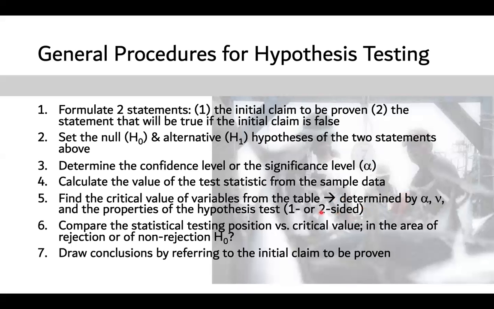And after we calculate our test statistic and also the critical value, we need to compare the test statistic position versus the critical value, and then determine whether it is in the area of rejection or in the area of non-rejection. And after that, we can draw a conclusion by referring to the initial claim to be proven.